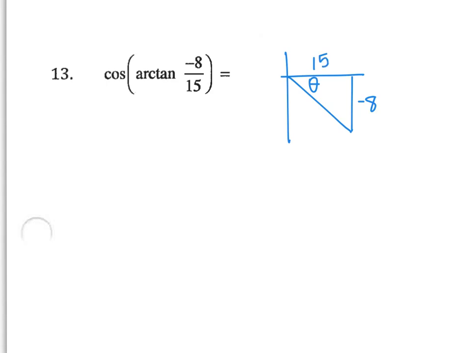Anybody know what the hypotenuse is? Anybody know what their Pythagorean triples are? 17. I was thinking so. Explains a lot, actually. So now, what is the cosine of theta then? 15 over 17. So remember, you're using the part inside the parentheses to figure out your triangle, and then all you're doing is evaluating a new trig function. That's all you're doing. Questions?